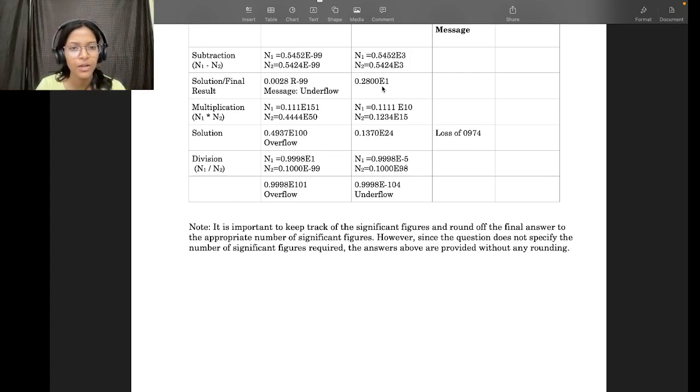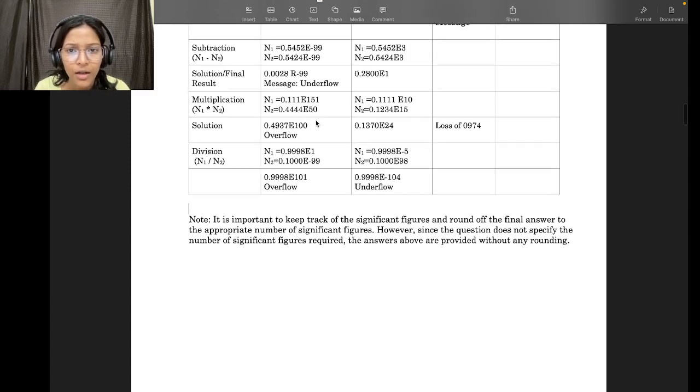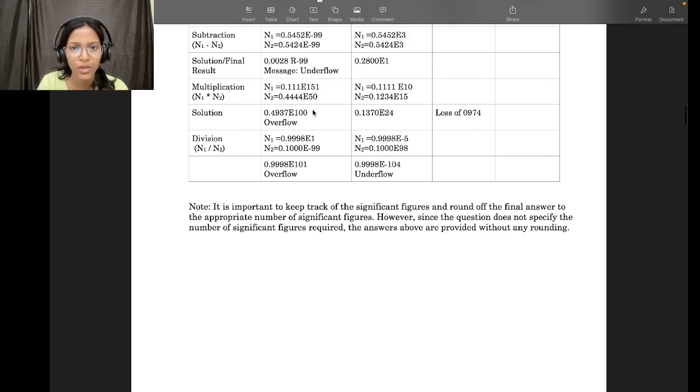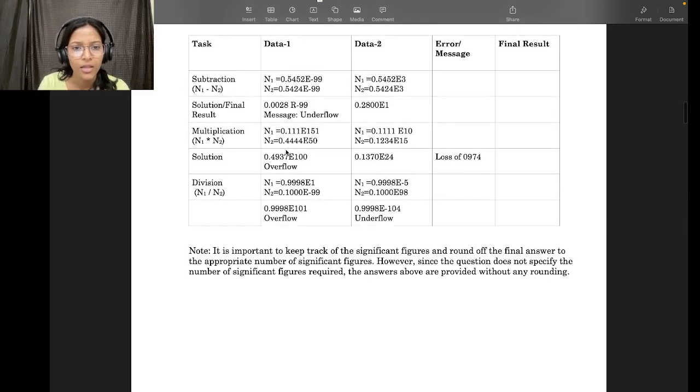Now the second one is multiplication. When we multiply number n1 and number n2, we find that the exponential part of n1 is 151 and of the second one is 50. So when we multiply both numbers, we will find that the answer will be 0.4937 e to the power 100, and it will be an overflow value. It gives the overflow value, that is more than the space that is there in the memory.